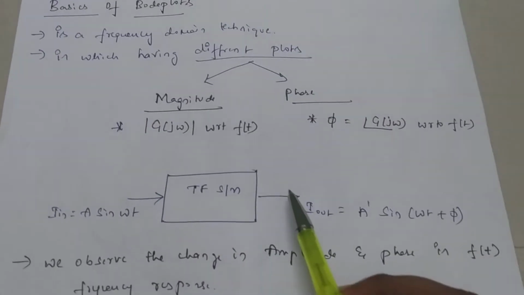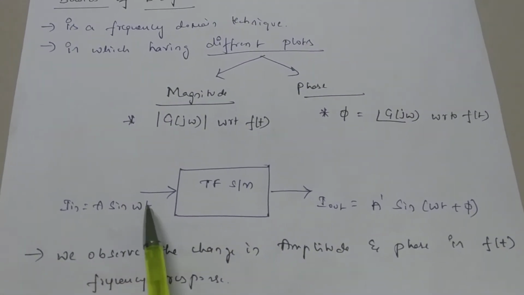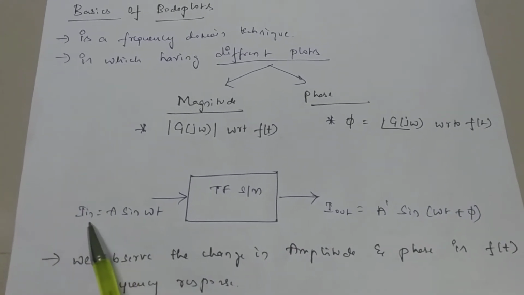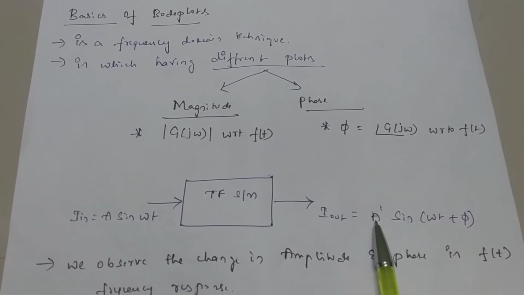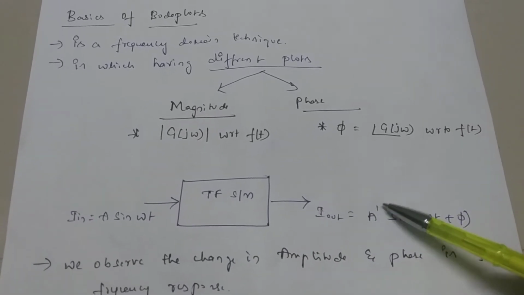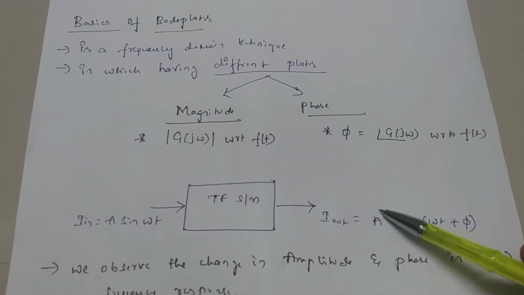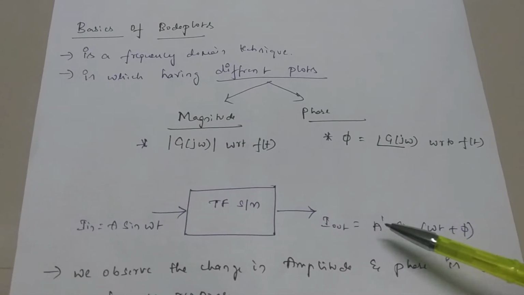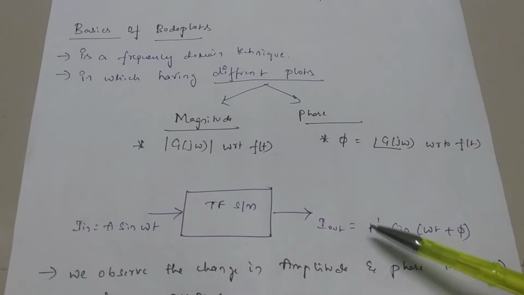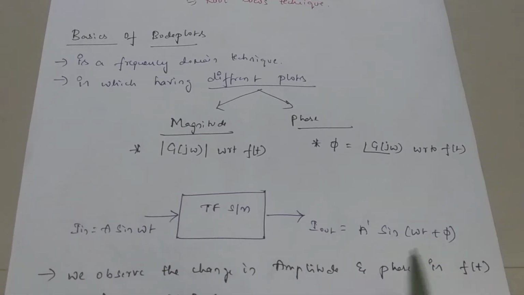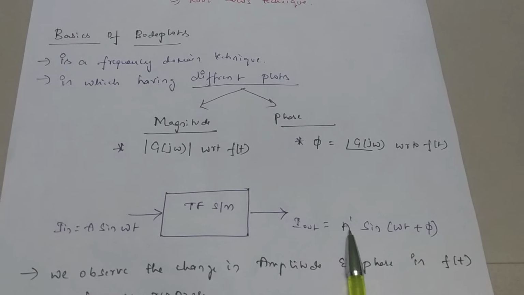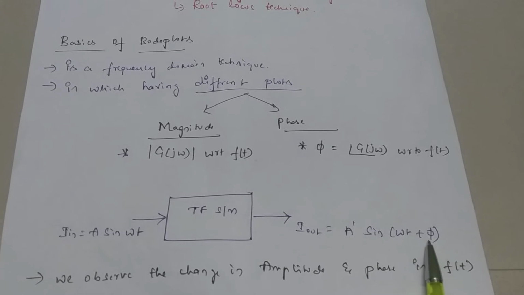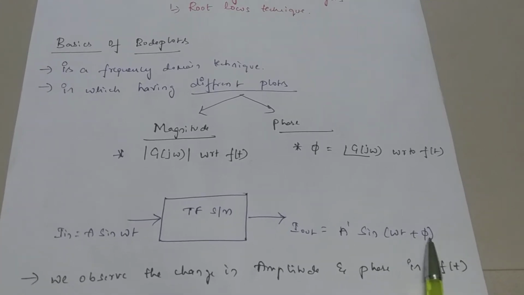See here, this is a transfer function with respect to input A sin omega t. For example, we have taken A sin omega t as an input, and here the output is A dash. A dash is nothing but a gain here. So with respect to frequency we are going to explain how much gain is getting changed by change in amplitude and change in phase here. So for input A, the output we are getting is A dash, the gain, and sin omega t plus psi. This is an angular frequency with a phase angle.